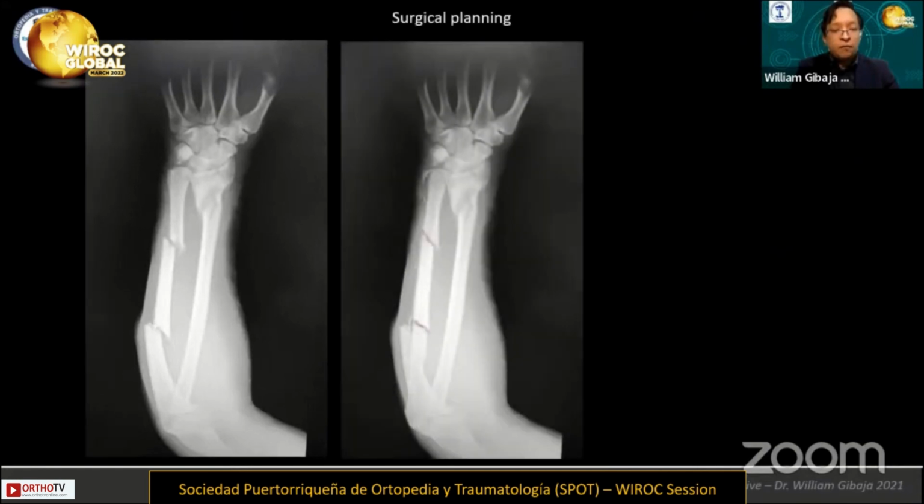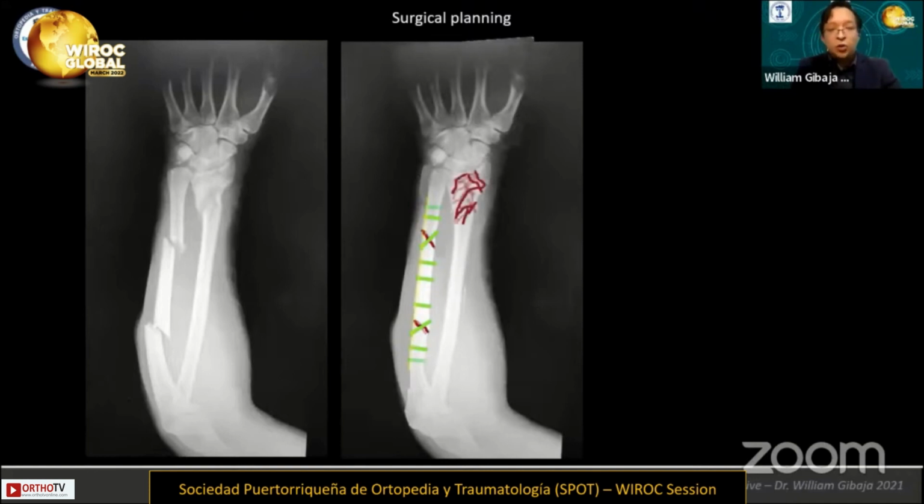Initially, we try to fix the segmentary ulnar fracture, but we have to consider that sometimes we do not always have the proper implant. We need to see the length of the plate that we want to apply, and if we have that plate available in our institution. Otherwise, we might try to do a double plating.